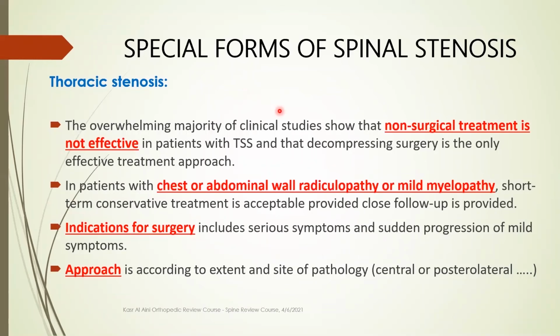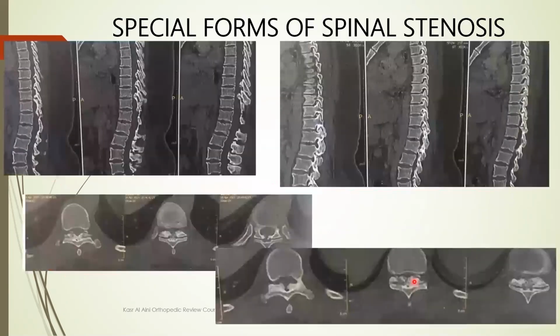It should be stressed that non-surgical treatment is usually not effective in thoracic stenosis, and surgery is the only effective treatment. In patients with chest or abdominal wall radiculopathy or mild myelopathy, short-term conservative treatment may be helpful with close follow-up. Indications for surgery include serious symptoms and sudden progression. The approach is planned according to the extent and the site of pathology.